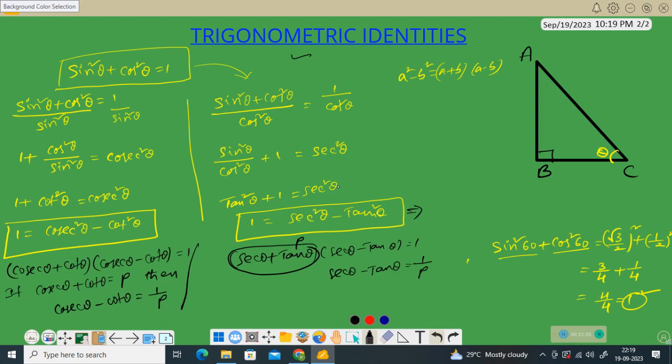Also from these identities we can write secant squared theta as 1 plus tan squared theta, and cosecant squared theta as 1 plus cot squared theta. It is also one of the formulas. So there are three identities: sin squared theta plus cos squared theta is 1; cosecant squared theta minus cot squared theta is equal to 1, the second identity; and secant squared theta minus tan squared theta is equal to 1. These three identities are important in trigonometry to solve problems. Okay, so in the next example we will discuss one more topic.